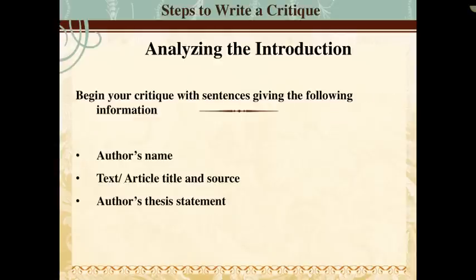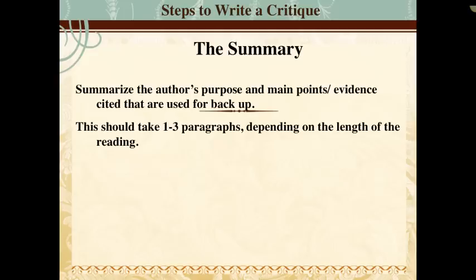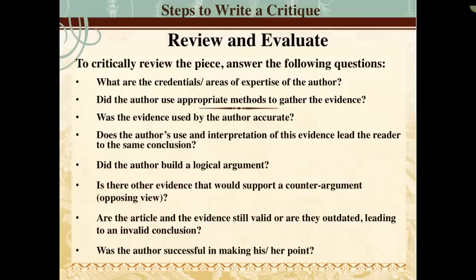When you analyze the introduction, you need to begin your critique with sentences giving the following information. We must know who wrote the article, what the article is called. You have to be able to tell me what the thesis statement for that writer is, whether or not you agree with it. The summary has to summarize the author's purpose, so inform, entertain, persuade, and then the main points that he or she has provided as evidence for their main points. And this should take 1 to 3 paragraphs, depending on the length of the reading.